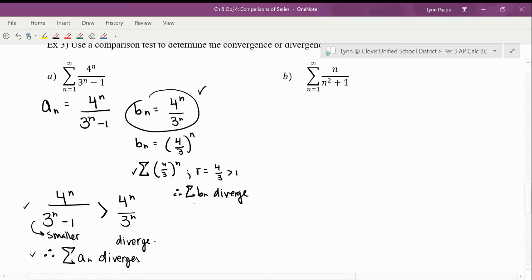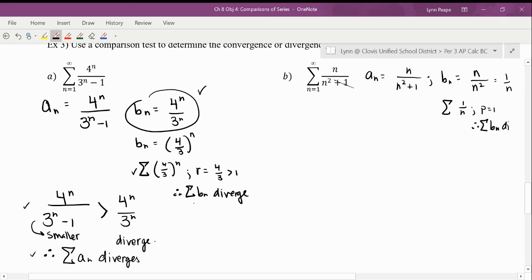All right, so let's try to do this one over here. We'll do B. So for this one right here, let's let an equal n over n squared plus 1. And then let's do the same thing for bn. So for bn, what is my fluff? The extra piece is that plus 1. So that would be n over n squared, which would just be 1 over n. And what do I know about that? 1 over n is harmonic. It's a harmonic p-series, so my power is equal to 1. And so I know that it will diverge.